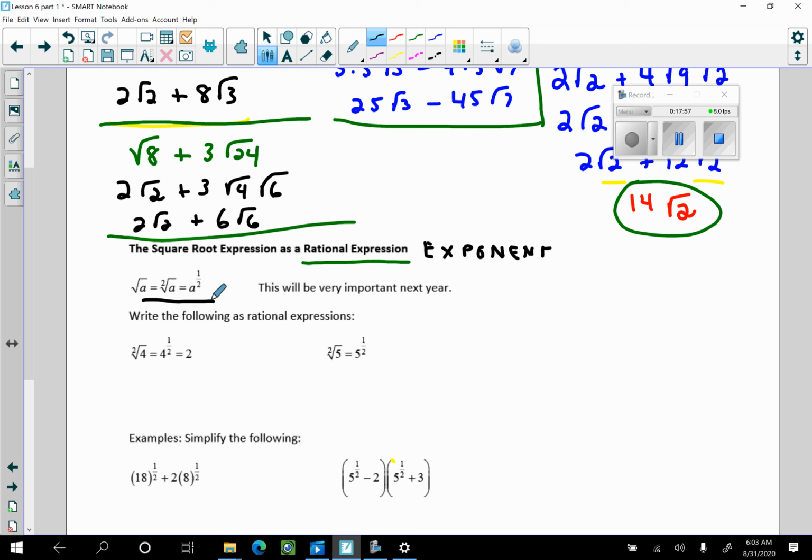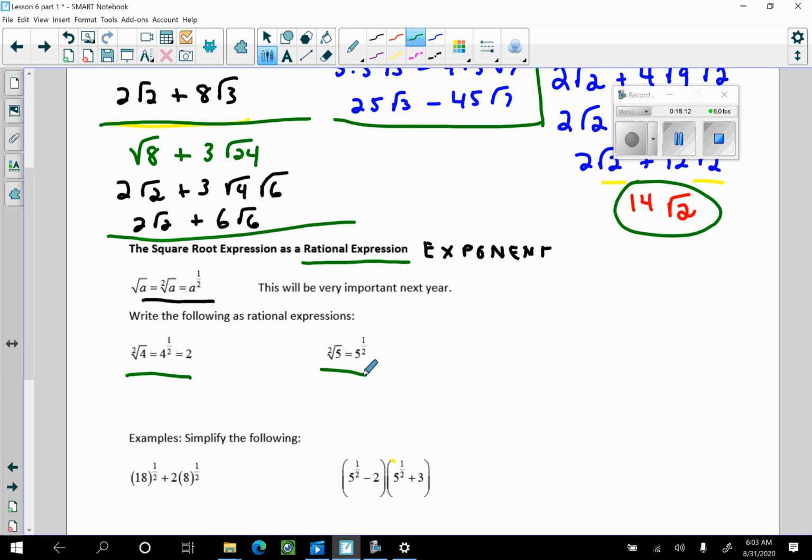And it's very simple. If I have the square root of 4, we know it's 2. But another way I can write the square root of 4 is 4 to the 1/2 power. Square root of 5 is 5 to the 1/2 power. That's just by definition of the square root.